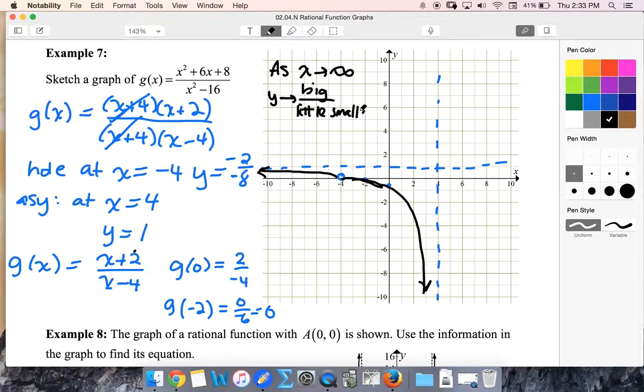So that means it's going towards 1, but it's always going to be just a little bit bigger than 1, so I'm approaching 1 from above. And there is my graph for example 7.